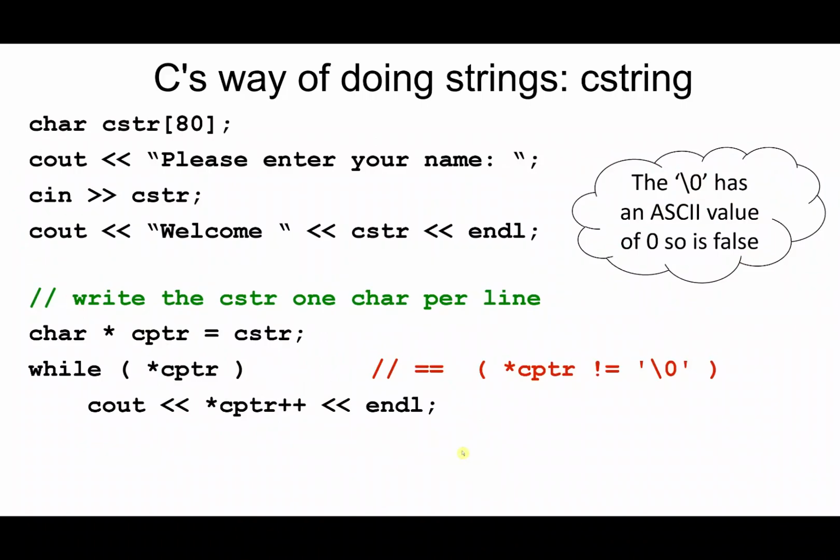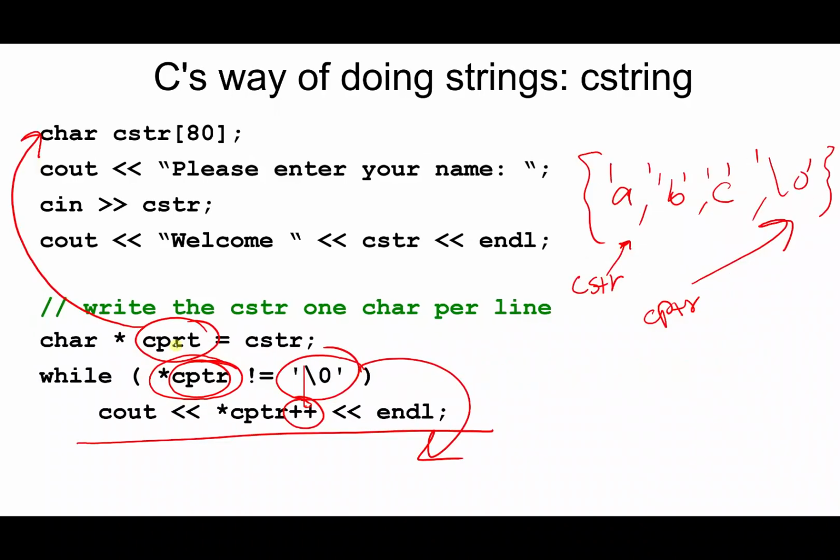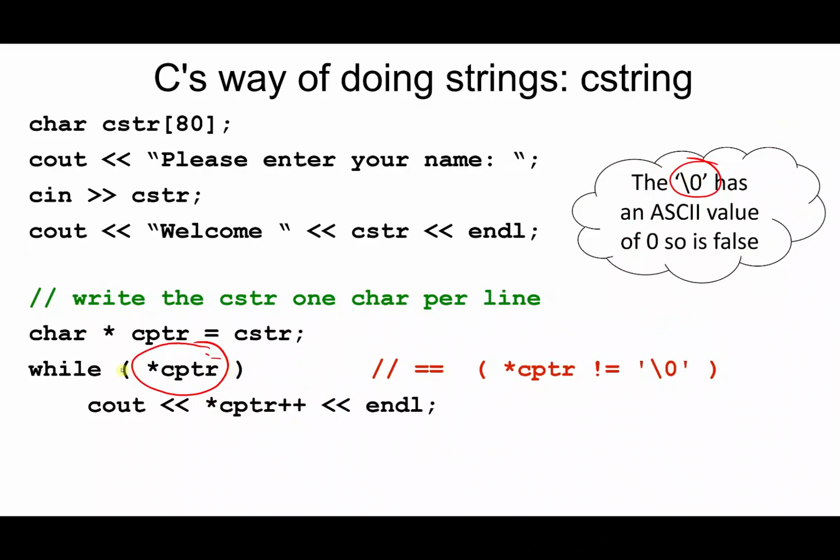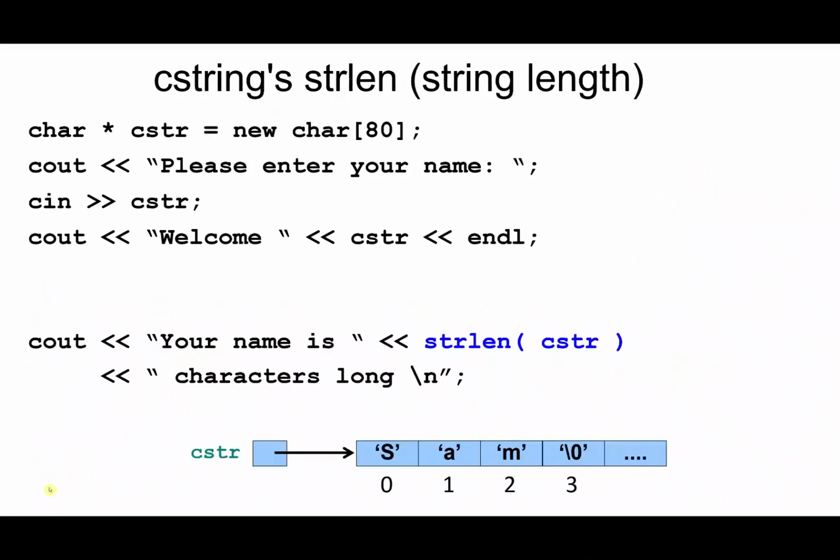This is how it's being used. Or since this means 0, right? And 0 means false, I can just use the asterisk CPTR, right? So with ABC, it's going to print A, B, C, and then this is 0. When we have 0 inside of here, it's false. That goes out. That's simple.